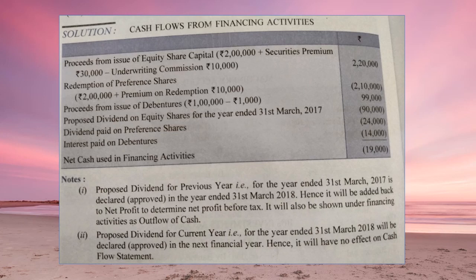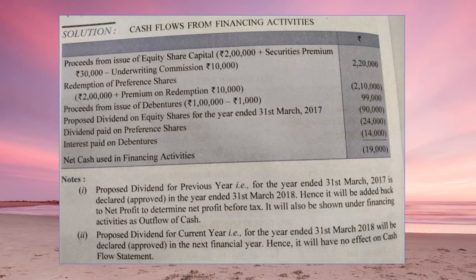Proposed dividend for previous year, that is for the year ended 31st March 2017, is declared and approved in the year 31st March 2018. The same I told you, that previous year's money, in the current year we will pay previous year's. 2018 is current year, 2017 is previous year. Amount has been added, hence it will be added back to net profit to determine net profit before tax. In before tax you will take the 31st March 2017 one.